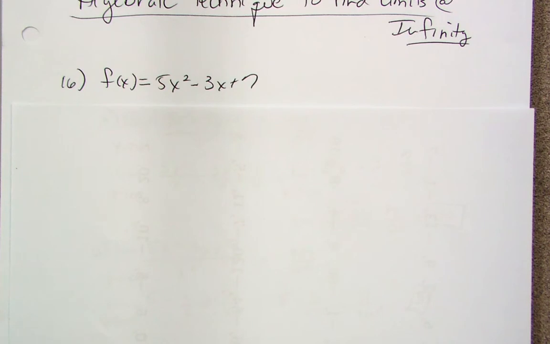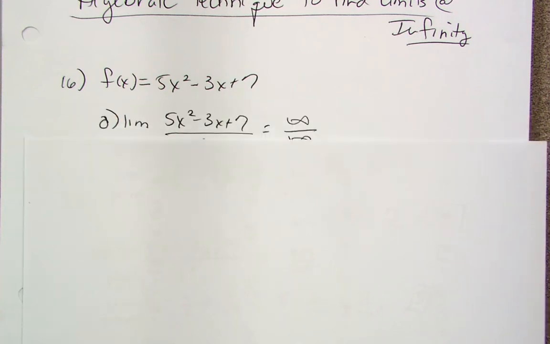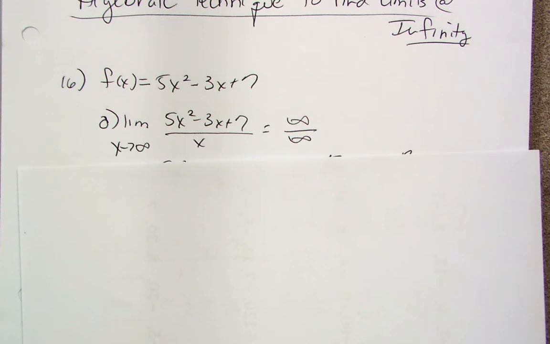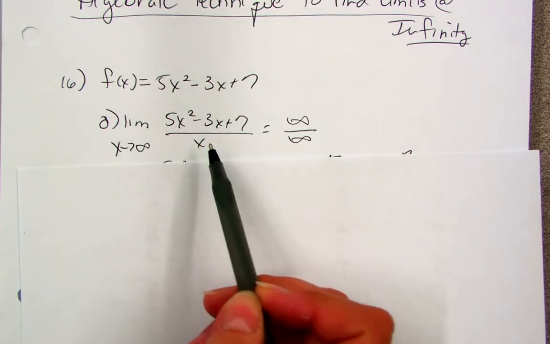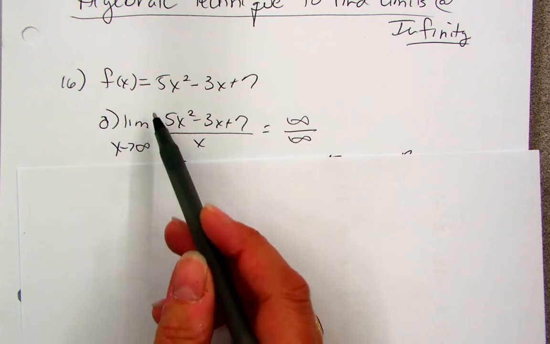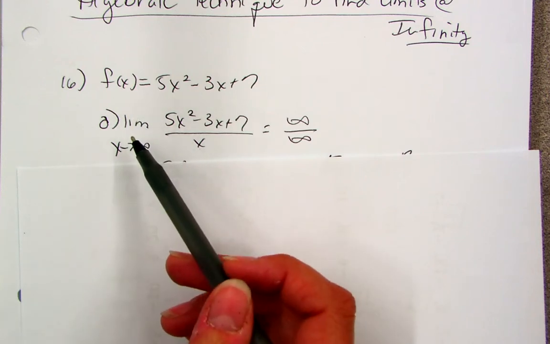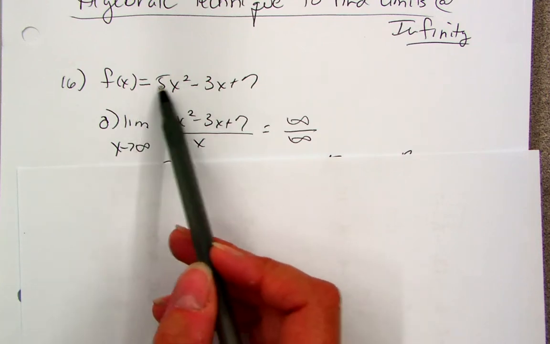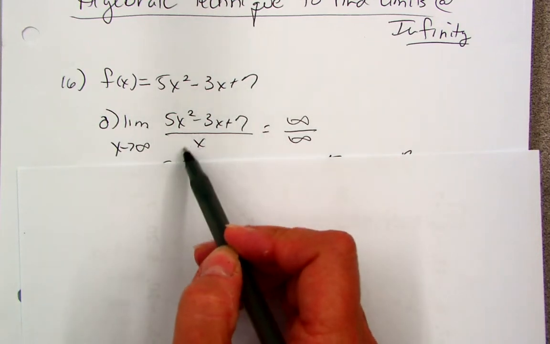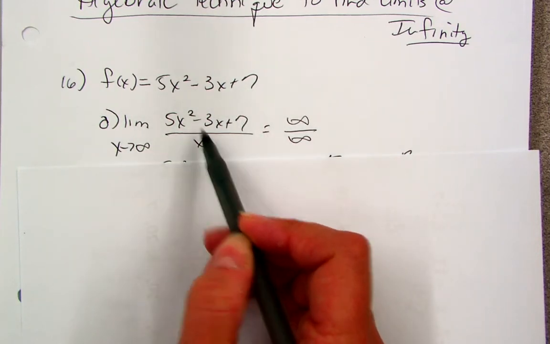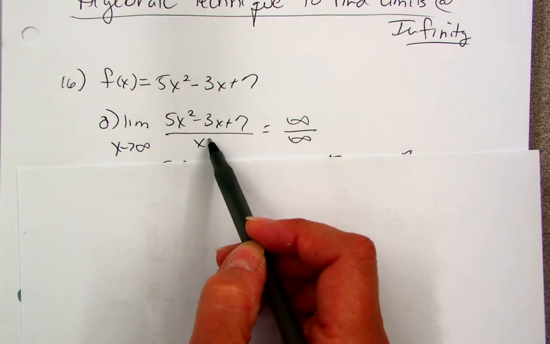f of x equals 5x squared minus 3x plus 7. So the first thing I want to do is find the limit of this over this. What I'm doing in the different parts is modeling what some of your homework is going to look like, numbers 15 and 17. That's going to give you a function, and then in the different parts, A, B, and C, they put a different denominator down here. So in this first part A, it was x to the first power.